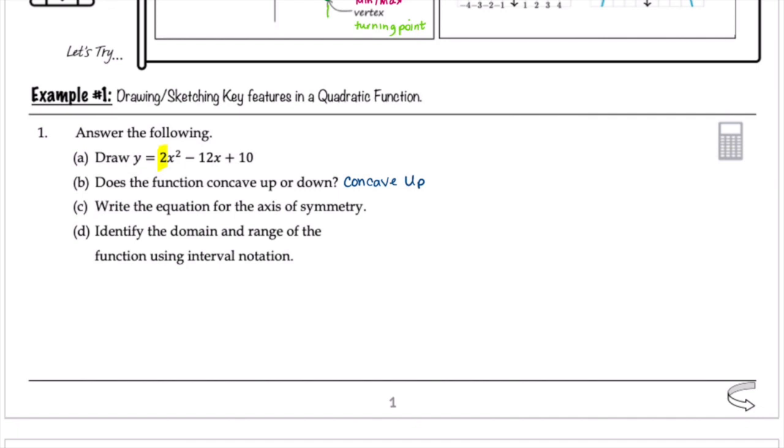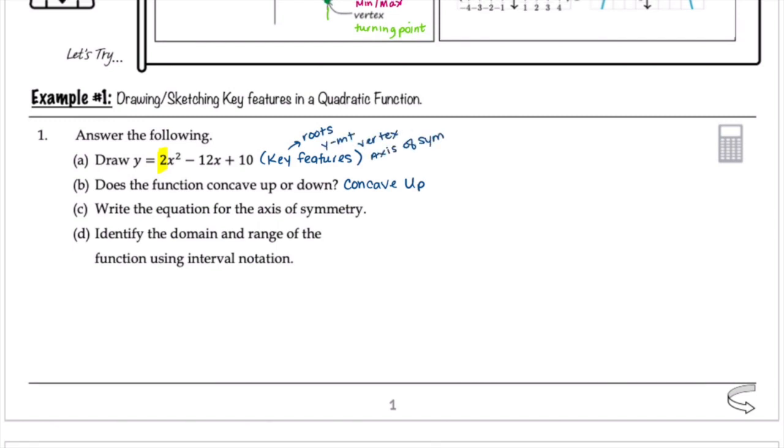What we are going to do for part A, our drawing piece, is we need to identify the key features. What are our key features? The intercepts, the vertex, and the axis of symmetry. I am lucky here because this is a calculator question. All I'm going to do is input this into my calculator to find all of those key features.